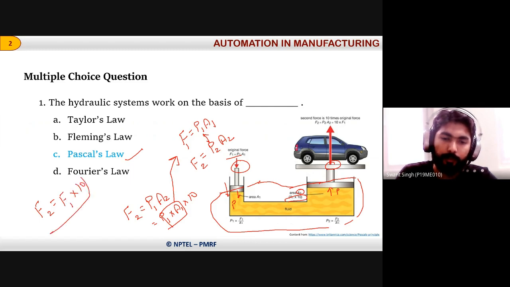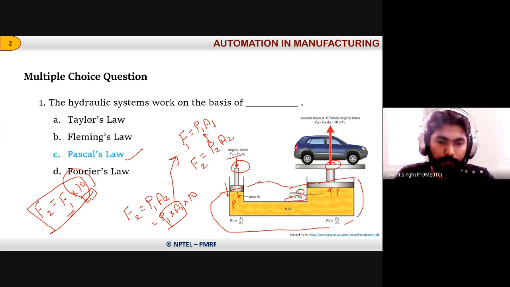So this is how, if you apply a force F1, then at the second point, due to this change in area, the force becomes 10 times the initial force that you applied. This 10 is also known as the mechanical advantage. This is how Pascal's law works, and how basic hydraulic systems work. I hope this is clear to all, and if there is any confusion, you can ask me.